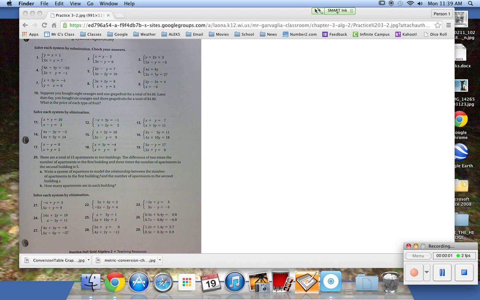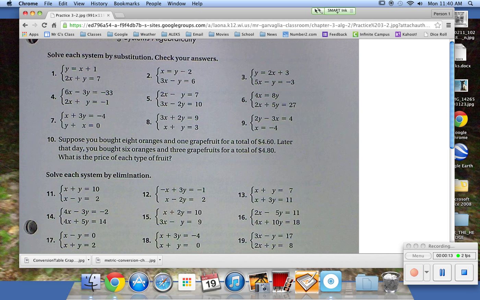All right. Starting section 2 of chapter 3. We're going to learn two different things here. We're going to learn how to solve two equations with two unknowns, but we're going to be able to do it two different ways. First way is going to be through what's called substitution. The second way is going to be what's called elimination.